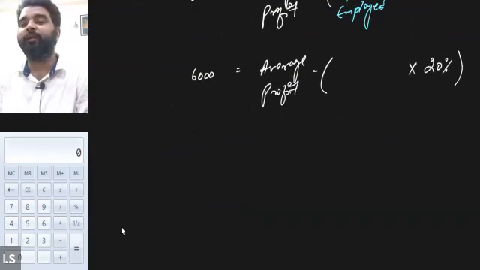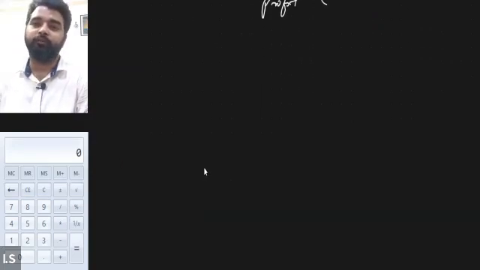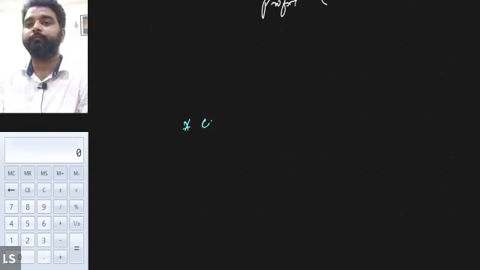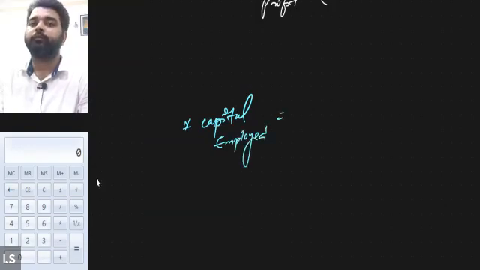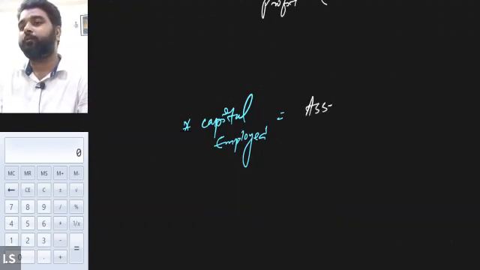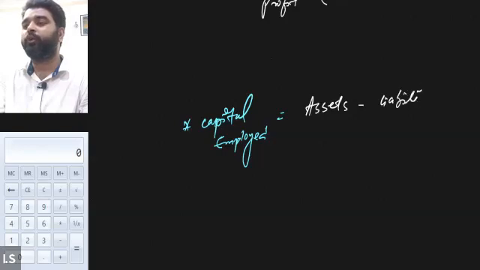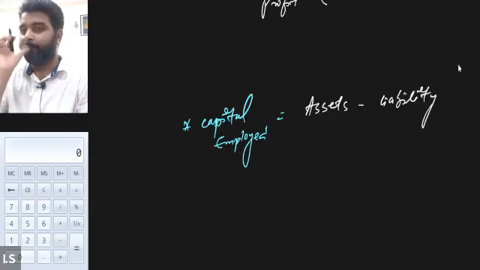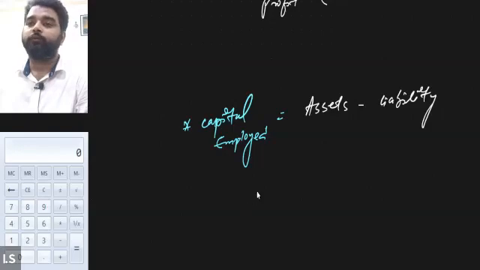And anyone remember the formula for capital employed? What is the formula for capital employed? So I have told you two formulas for finding out the capital employed. We can use total assets minus total liabilities. Assets minus liability. In this question, we won't be required to apply the second formula that I have given to you for finding out the capital.